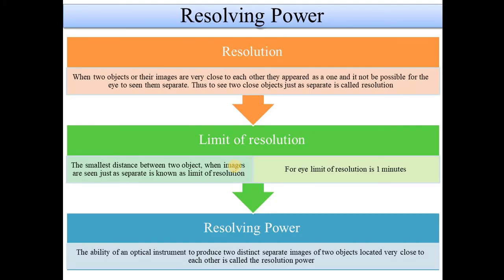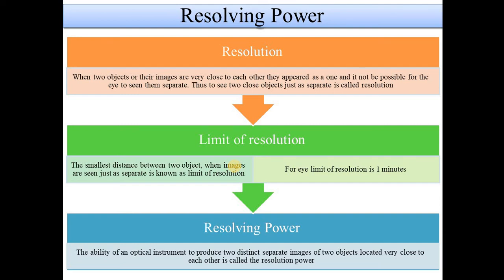Okay, so two more portions are to be discussed in this chapter, that is resolving power. What is the resolving power of an instrument? When two objects or images are very close to each other, what happens? They almost appear as one, and it is not possible for us to identify them as separate. To identify two close objects as separate is basically called resolution.